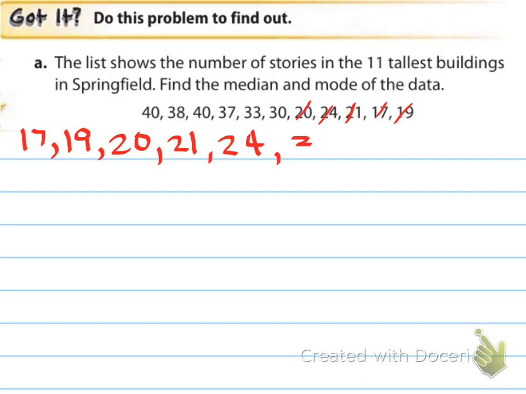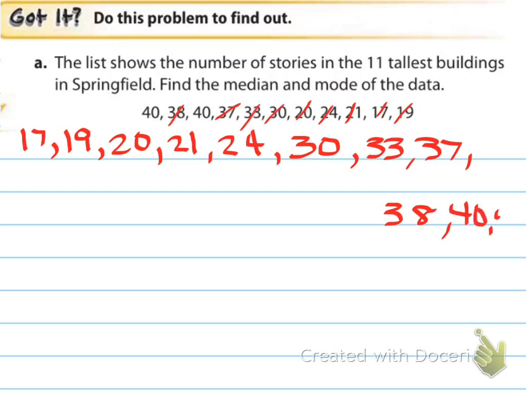All right, so you should have first put them in order from least to greatest. So we've got 17, 19, 20, 21, 24. It's easier when I get rid of them as I'm going here. We've got 30, 33, 37, 38, and then we have the two 40s.